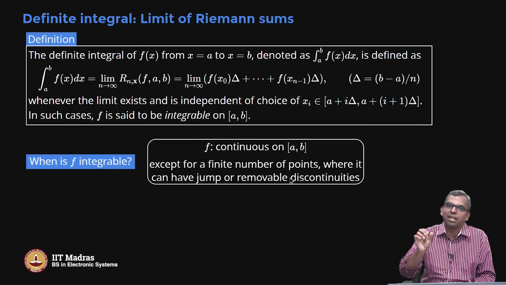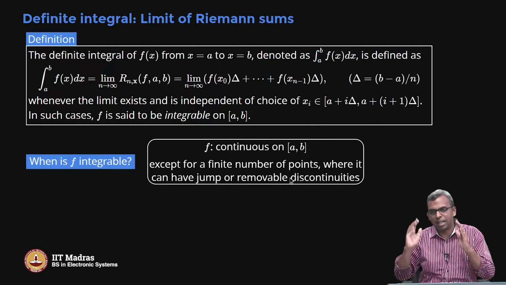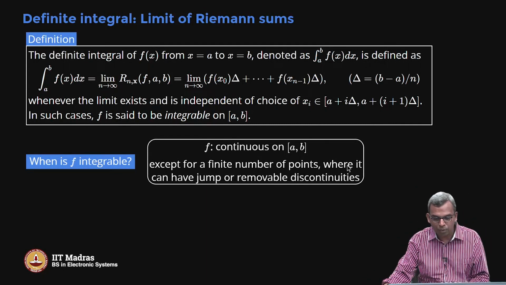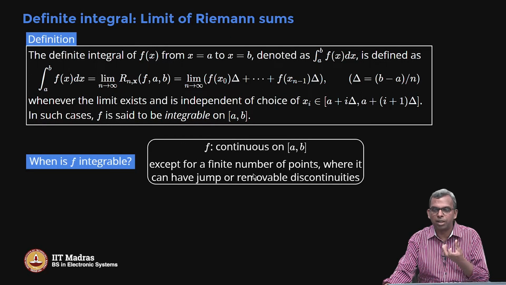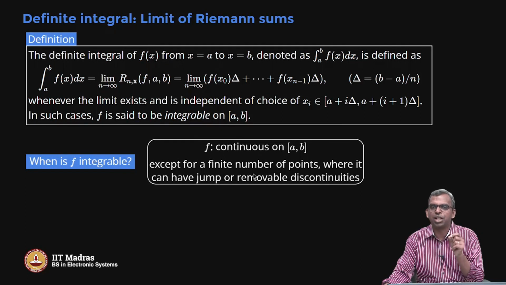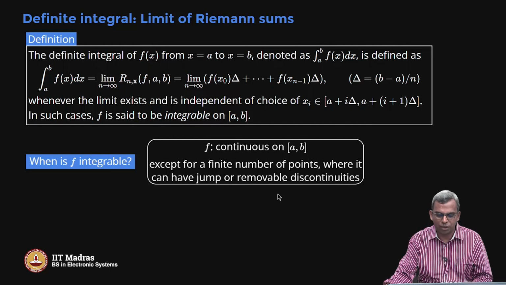It should not be a discontinuity to an infinity. That kind of thing should not happen. If you have only a finite number of discontinuities, where it can jump or have a removable discontinuity. Remember removable discontinuity, right? Some point where you can define the function so that it becomes continuous. So that kind of thing.